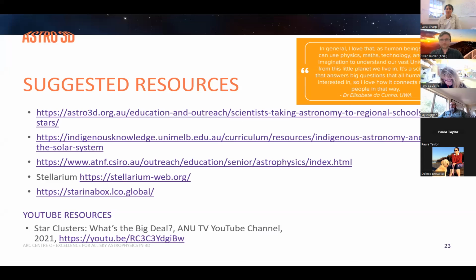Here are some resources that I'd recommend you have a look at. There's our website that has the resources for the classroom, the teacher resources. I think I showed them last time. There's also a nice resource at the University of Melbourne on Indigenous astronomy. If you haven't seen that one, there's some more technical information on astrophysics on the old CSIRO ATNF website. Stellarium, if you've not come across it, I use the web-based one to take screenshots to make those diagrams to show how to find things.